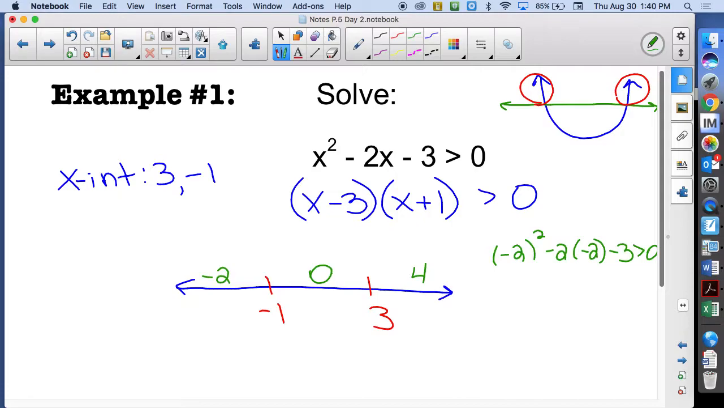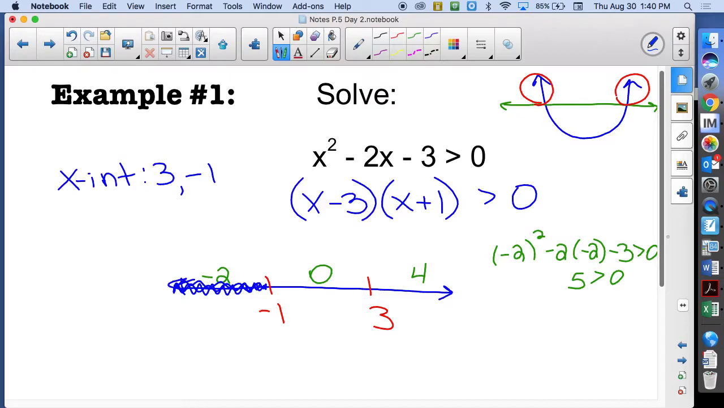Okay, Alice, I'm going to make you do mental math. Not with the 59, but negative 2 squared is 4. Negative 2 times negative 2 is also 4, minus 3 is 5. Good. See, you couldn't have done that with negative 59 though, right? No. Is 5 greater than 0? Yes. So now I've confirmed that this is part of the solution. That whole area. Once you prove one number works, the whole area is going to work.